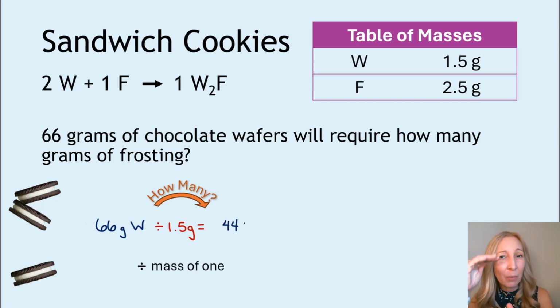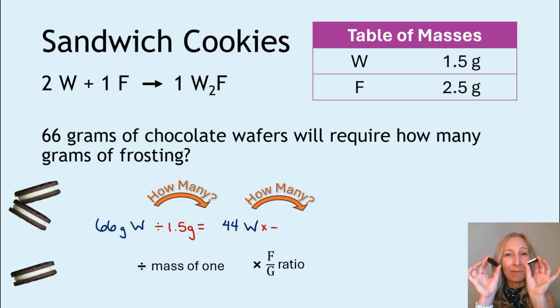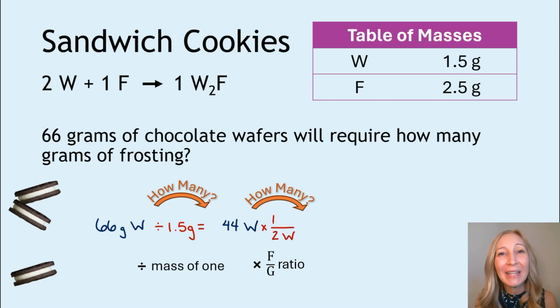66 divided by 1.5 is 44. That tells me we have 44 wafers. With this information, we can find out how many frostings we will need. And we have had a lot of practice with this. 44 chocolate wafers will require 22 frostings.